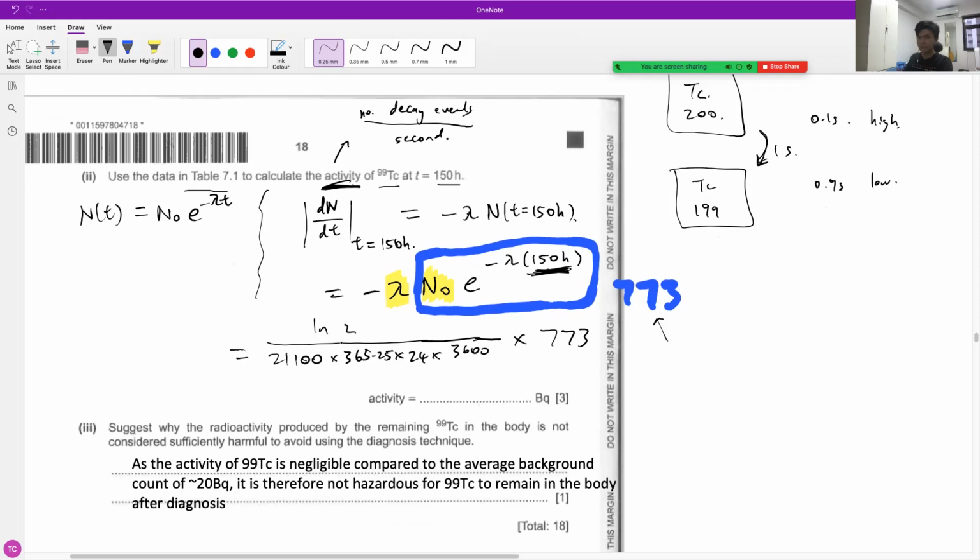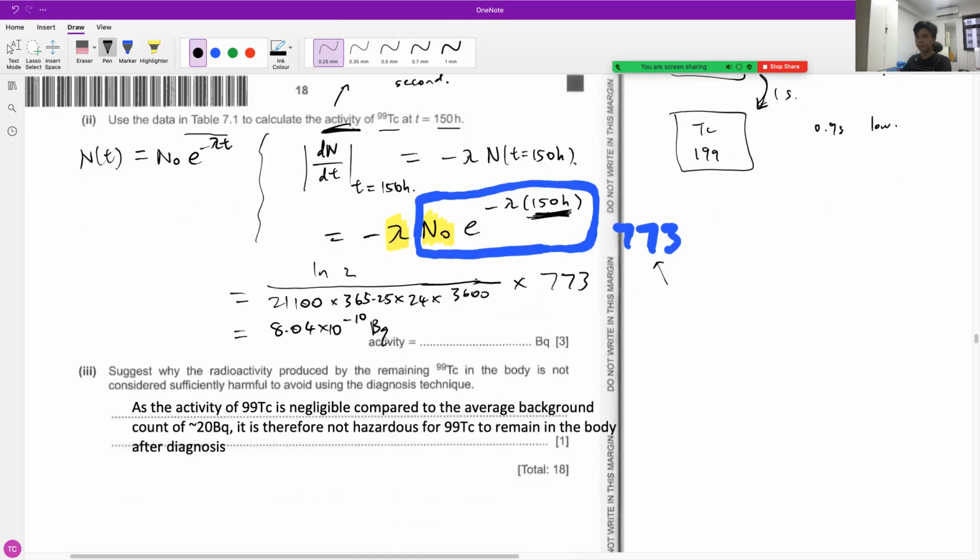If you calculate that, it will give you 8.04 times 10 to the power minus 10 decays per second. The unit for decays per second is the becquerel, Bq. So that's how you calculate the activity.